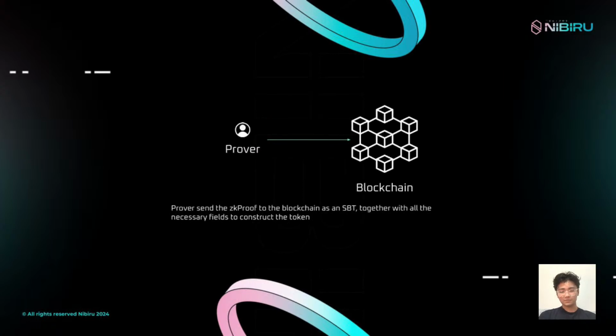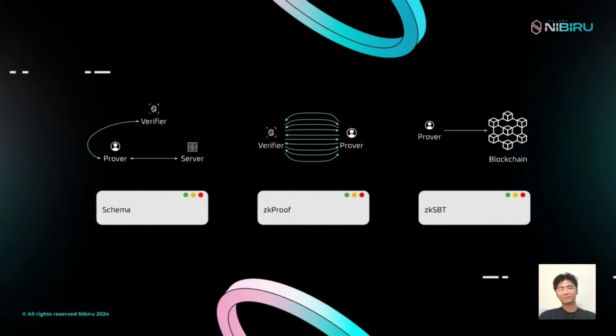The prover then sends the zk proof back to the blockchain as an SBT. So you're basically storing it on the blockchain. We're assuming that you want to store it on chain, together with all the necessary fields to construct the token. Within these three steps, each outputs different things. The first one requires the programmer of the project to construct a schema that is used to fetch the data when the user clicks verify.